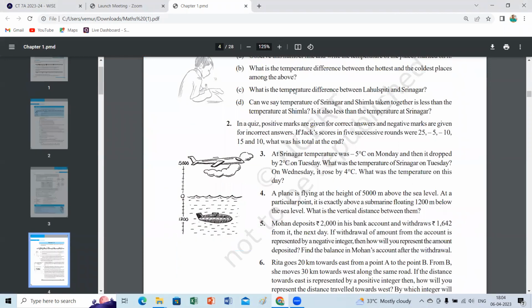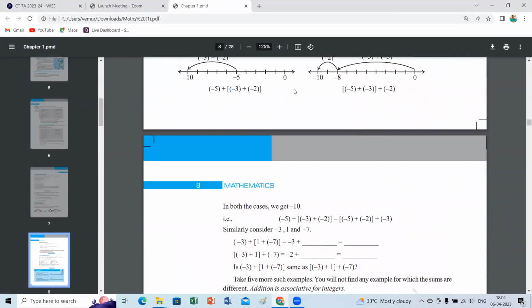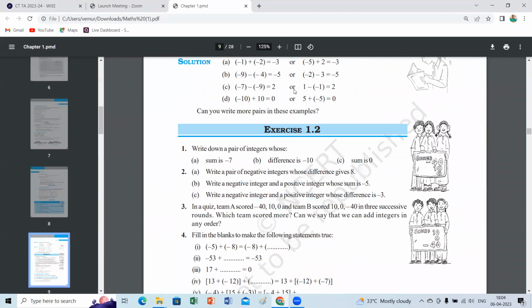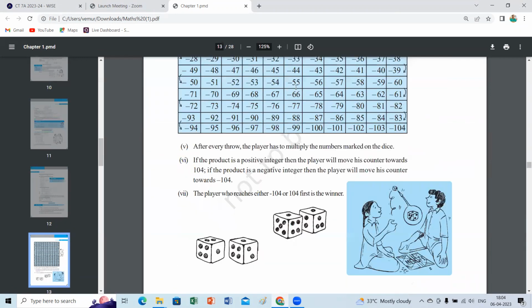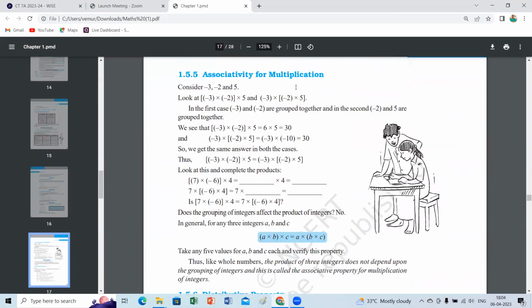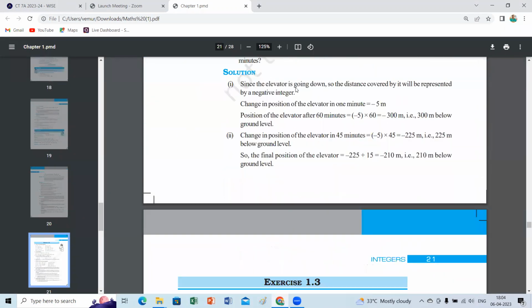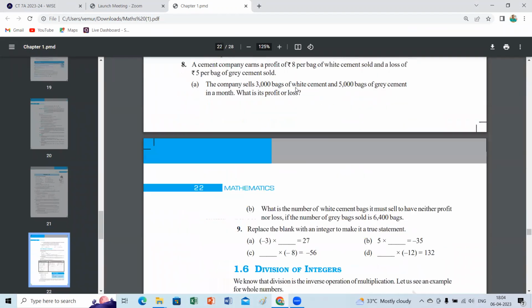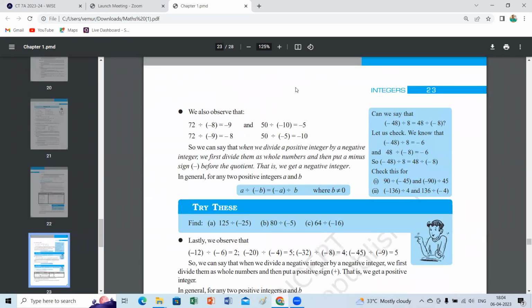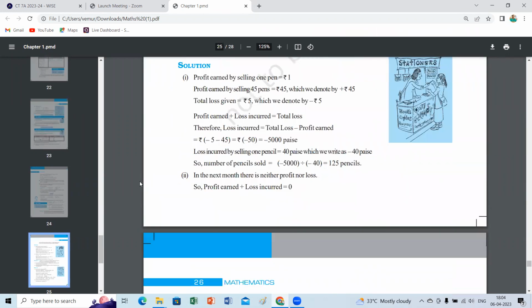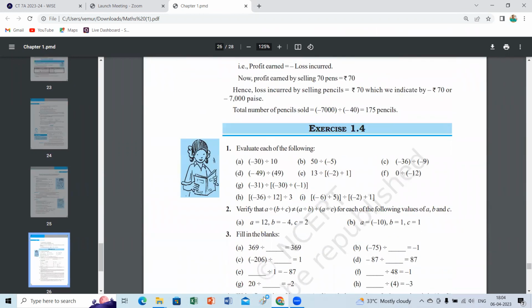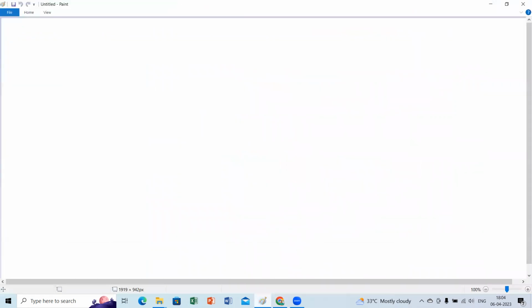Directly, we will go with the division part, children. Like signs: if you are dividing, you will get a plus result. Unlike signs: if you are dividing, you will get a minus result. Based on that, we have a few more sums. We will discuss those, then we can go with our exercise sums. Yes, division of integers. Today we will complete the chapter, children. It is the last exercise.